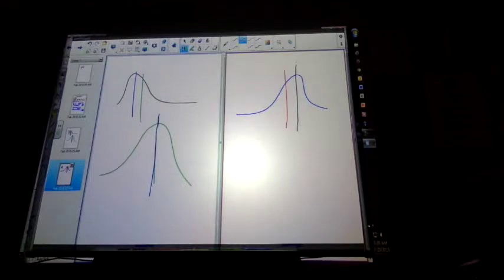Which one's going to be skew right or skew left? Skew left would mean that the mean is to the left or less than the median. So first period, you're right.